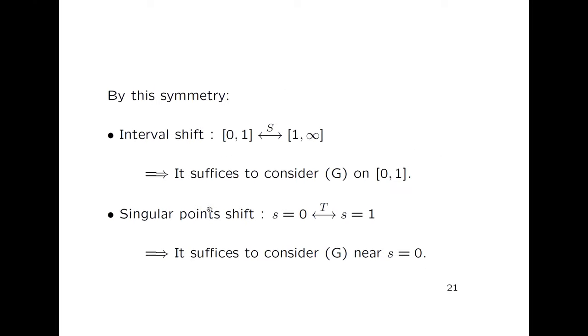Okay, as I've already explained orally, this slide is a summary. S corresponds to the shift of the interval 0, 1 to the interval 1, infinity. That means our consideration must be restricted to only the interval 0, 1, because the result for the interval 1, infinity can be derived by using this operator S. So it suffices to consider the equation only on this interval. And the most important part is to consider the solution near the zeros of the coefficient.